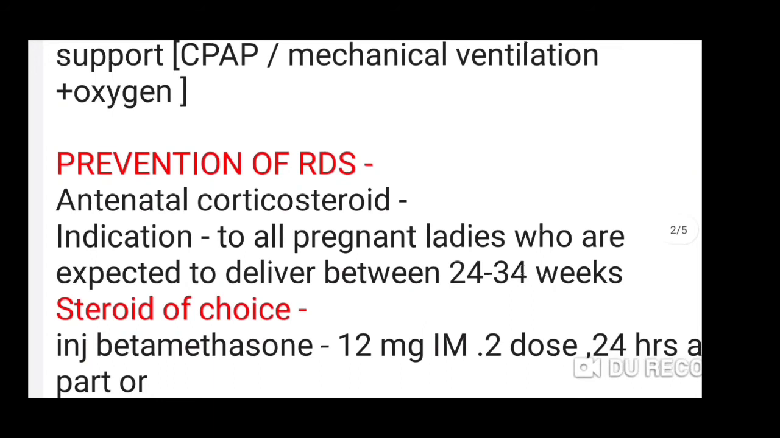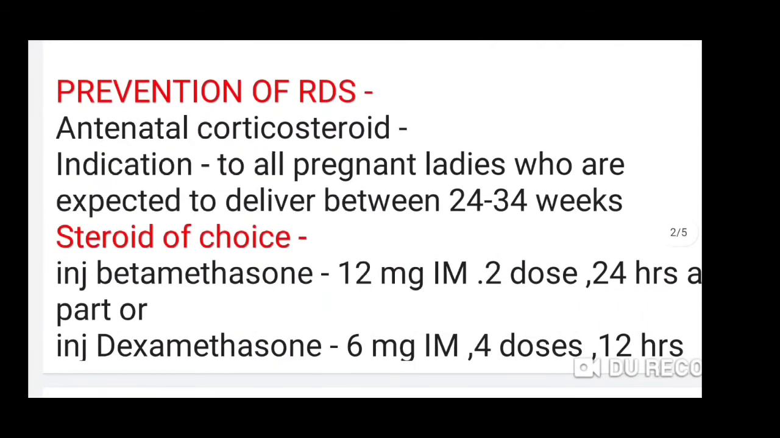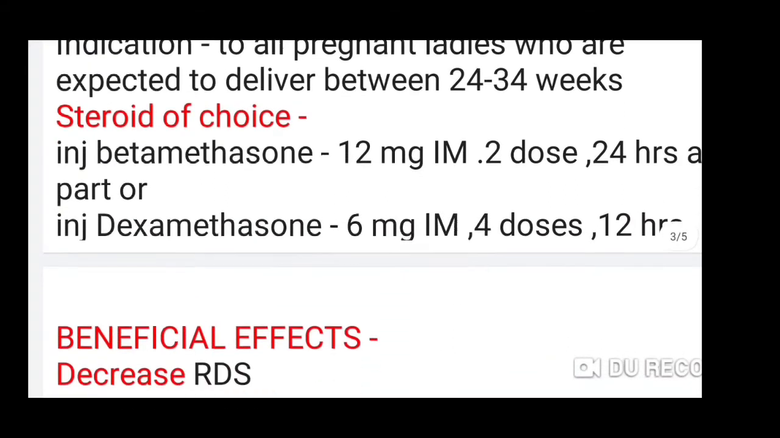How can we prevent this condition? Antenatal corticosteroid is indicated for all pregnant ladies who are expected to deliver between 24 to 34 weeks. Steroids of choice: injection betamethasone 12 mg intramuscular, 2 doses 24 hours apart, or injection dexamethasone 6 mg intramuscular, 4 doses 12 hours apart.